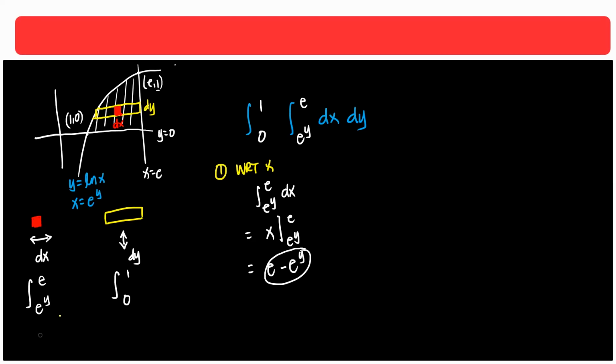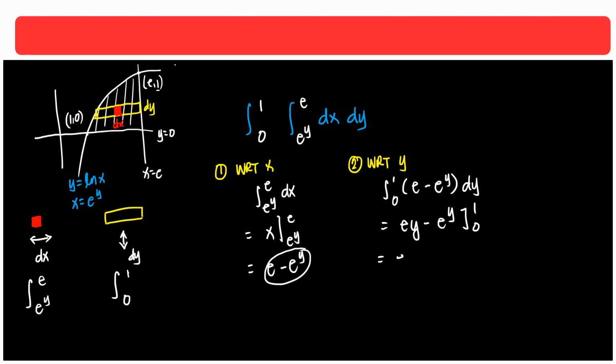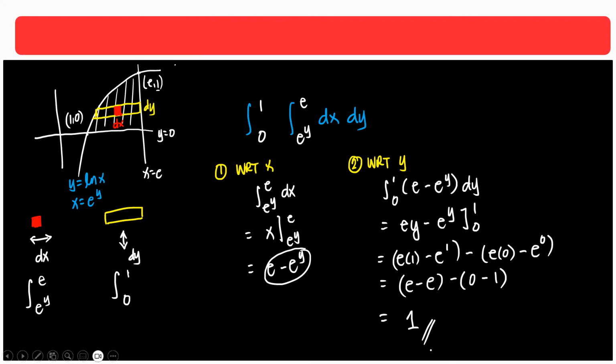Now let's integrate a second time, but now with respect to y. So the integral from 0 to 1 of e minus e to the y dy, this one would just be e times y minus e to the y coming from 0 to 1. e times 1 minus e to the 1, minus e times 0 minus e to the 0. This is simply e minus e, minus 0 minus 1. So the answer is 1 square unit.